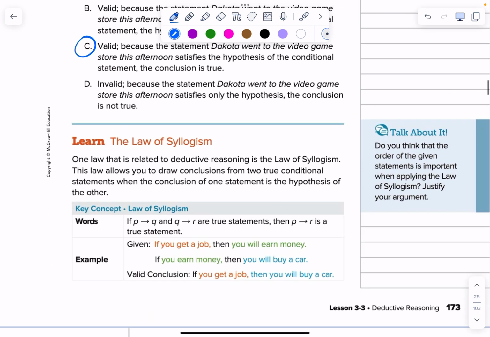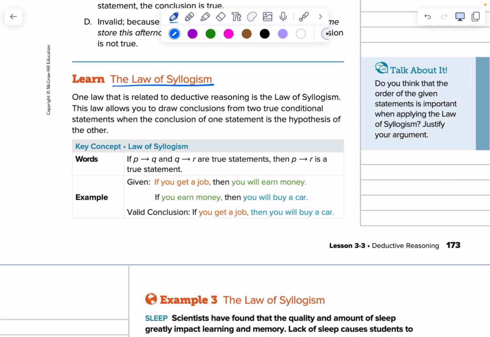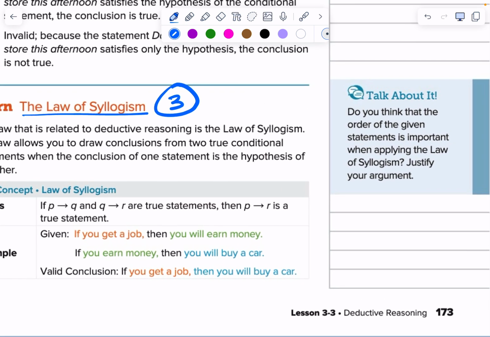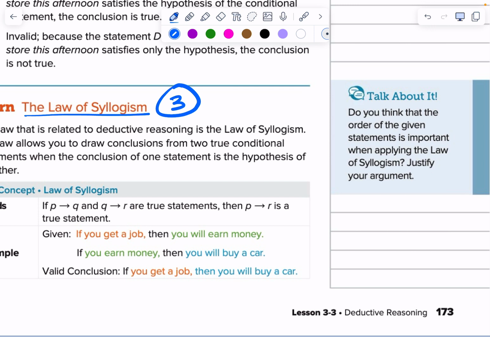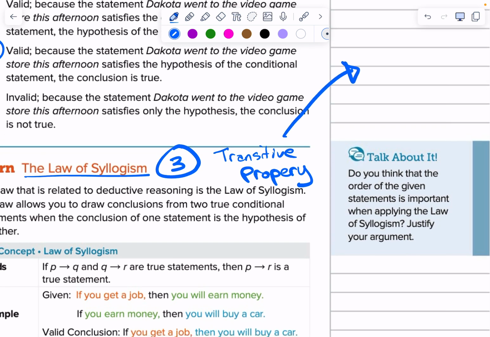Okay? All right, last one. This is something called the law of syllogism. This is bullet point number 3. You might like this one a little bit better. This is also called the transitive property. The transitive property in algebra says this.